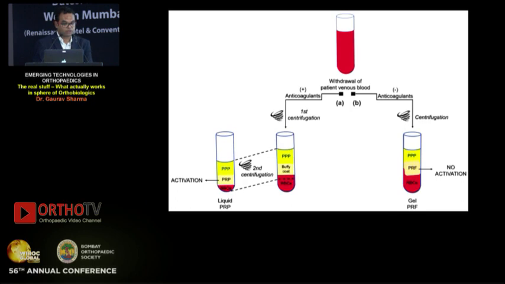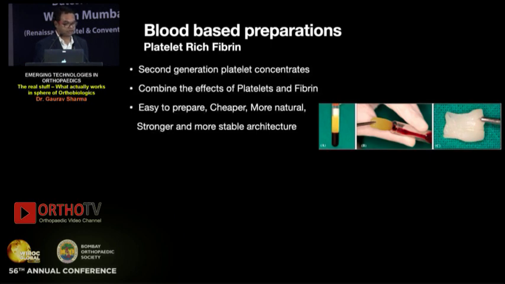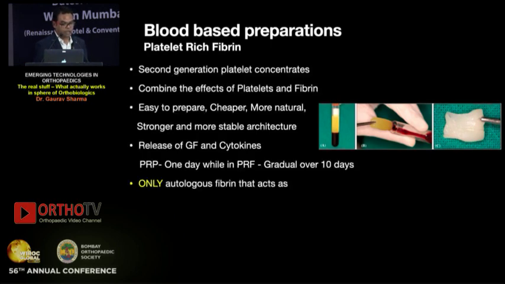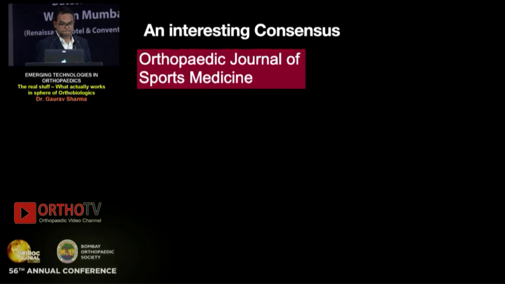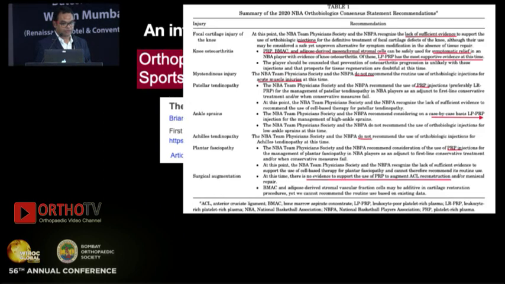Now, this is a picture showing the difference between PRP and PRF. PRF is second generation and is a better molecule. And now, this was an interesting consensus published in the Orthopaedic Journal of Sports Medicine. They state that for focal injuries, there is lack of evidence. The only take-home message for this is that PRP is the hero. So PRP is the way to go.